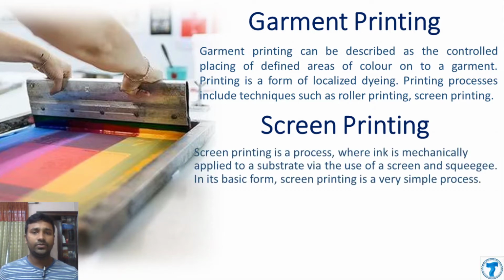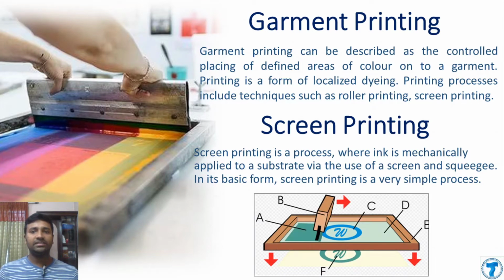Screen printing is a process where ink is mechanically applied to a substrate via use of a screen and a squeegee. So in a basic form, screen printing is a very simple process. If we see the below picture, it will be very easy to understand.